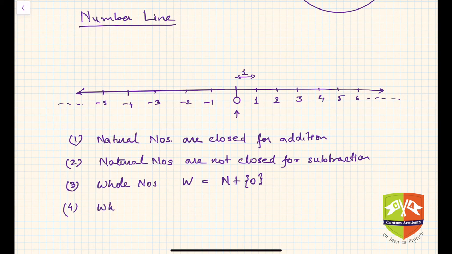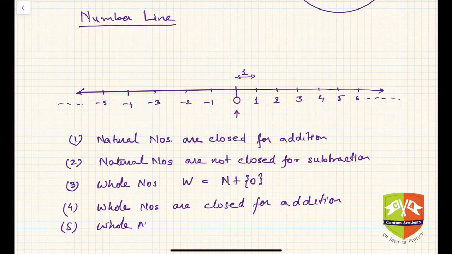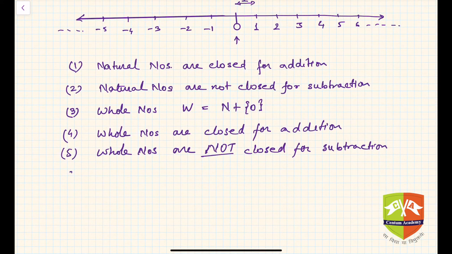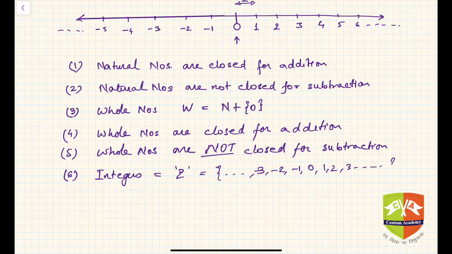And we also learned, same as natural numbers, whole numbers are closed for addition. But again, whole numbers are not closed for subtraction, and hence we needed some external intervention, and we formulated a new set of numbers which are called integers. What are integers? Denoted by letter Z for Zahlen, it is nothing but a set comprising infinitely many numbers, -3, -2, -1, 0, 1, 2, 3, and so on and so forth, right?